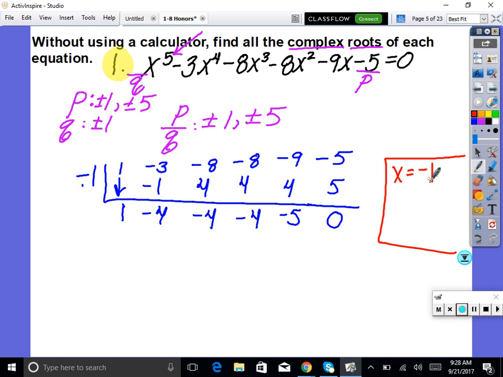Now what I want you to understand, think back to when we were doing this. Don't we know that we just technically factored that then? Because we got a new polynomial. It was x to the 5th. We divided it once, and so we got x to the 4th. Let's write out what we have. x to the 4th minus 4x cubed minus 4x squared minus 4x minus 5.